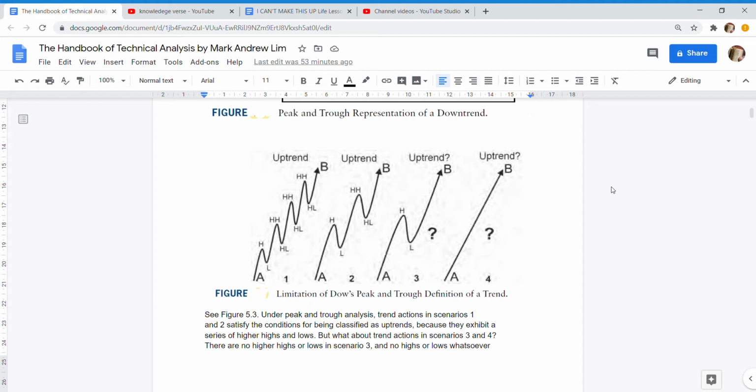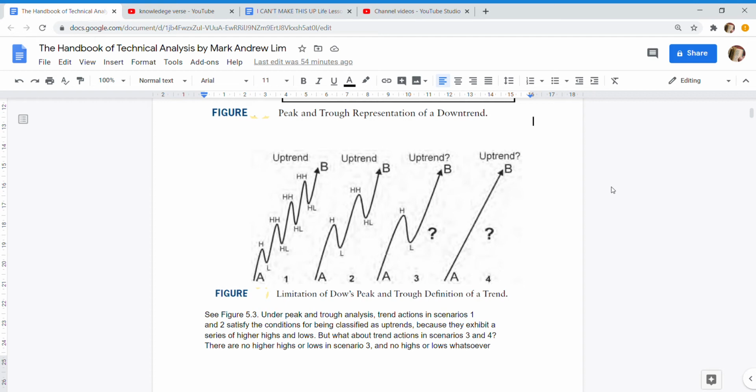Under peak and trough analysis, the price actions in scenarios 1 and 2 satisfy the conditions for being classified as uptrends because they exhibit a series of higher highs and lows. But what about scenarios 3 and 4? There are no higher highs or lows in scenario 3, and no highs or lows whatsoever in scenario 4. Do we classify them as uptrends? Under Dow's peak and trough definition, they do not classify as uptrends.